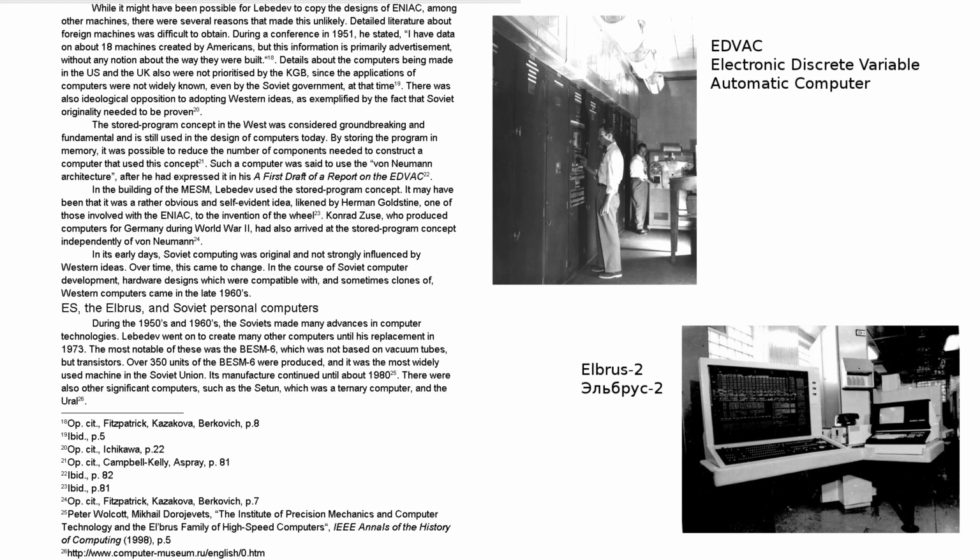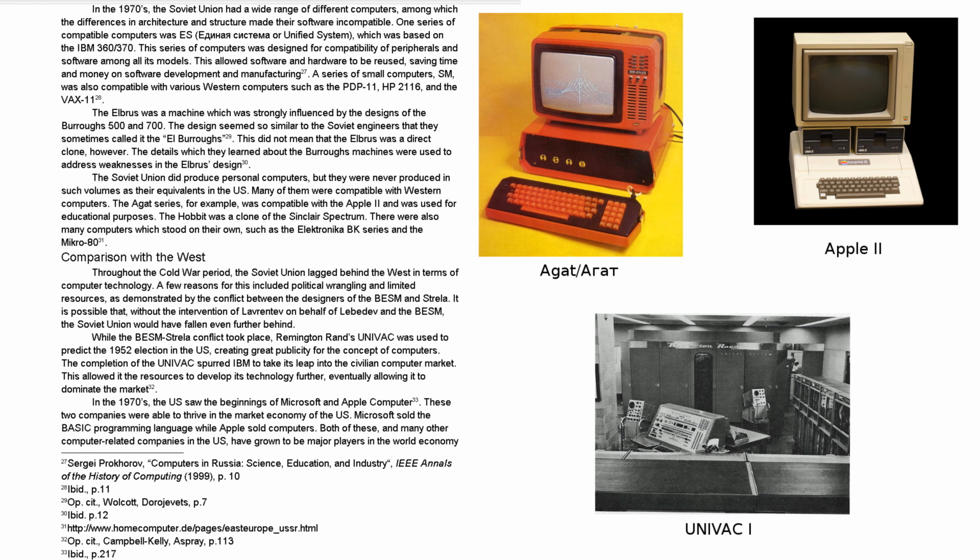In the 1970s, the Soviet Union had a wide range of different computers, among which the differences in architecture and structure made their software incompatible. One series of compatible computers was ES, Единая система, or Unified System, which was based on the IBM 360/370. This series of computers was designed for compatibility of peripherals and software among all its models. This allowed software and hardware to be reused, saving time and money on software development and manufacturing.